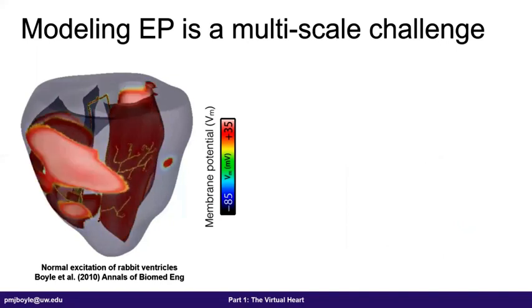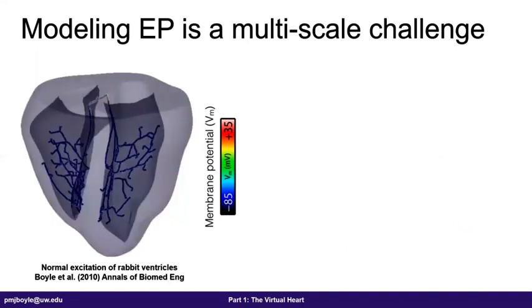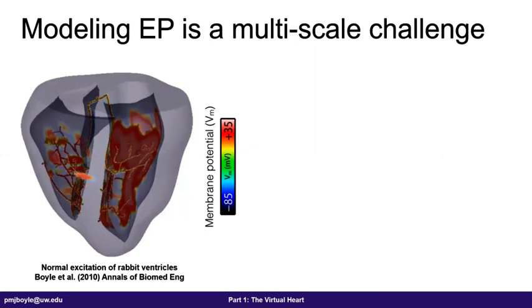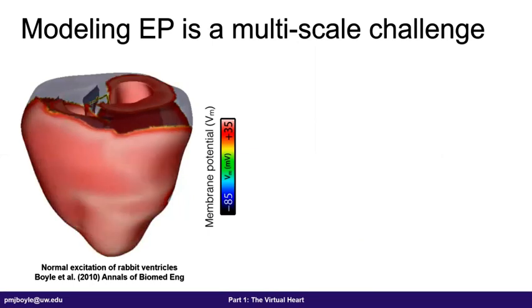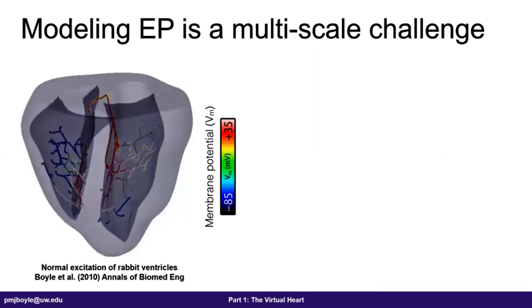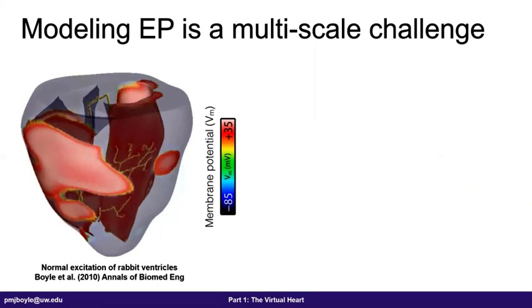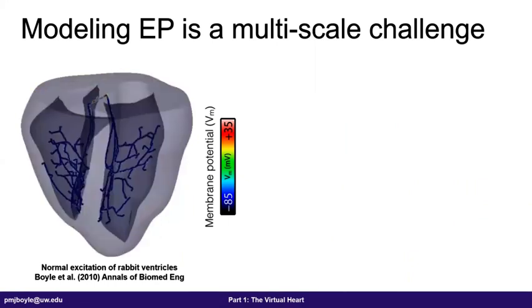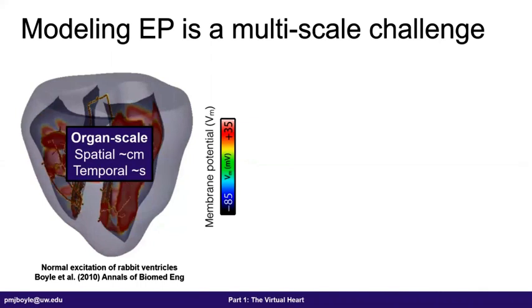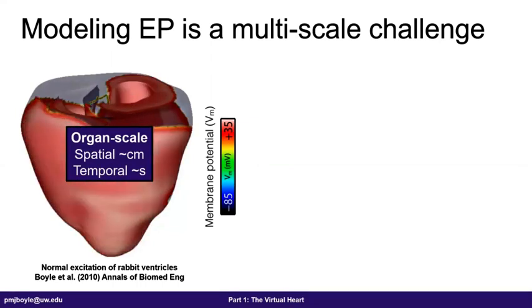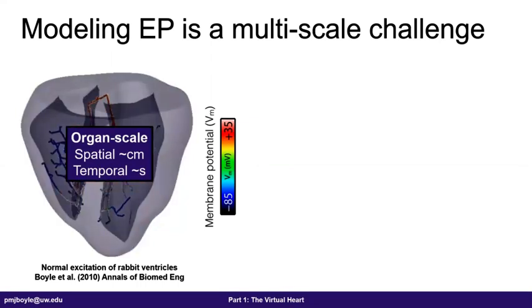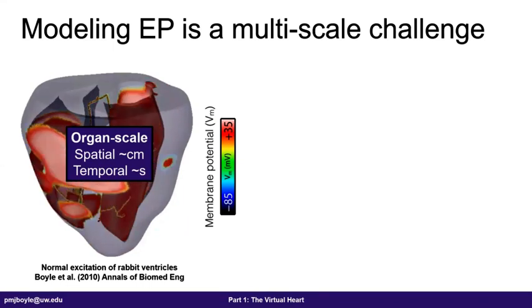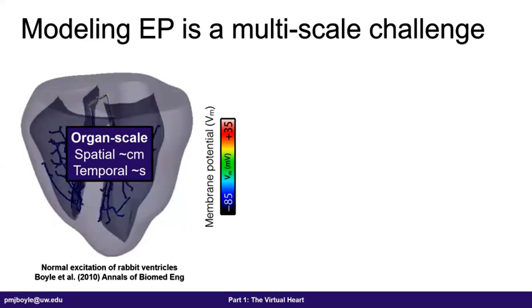Okay, so let's talk about scale. Modeling electrophysiology is a huge multi-scale challenge. Here, on the left side of the slide, we have a simulation of the excitation of rabbit ventricles driven by a model of the Purkinje system. This dates back to my PhD work. And the events there at the spatial scale are on the order of centimeters or millimeters, and the temporal scale that's relevant in terms of looking at these events is on the order of seconds.